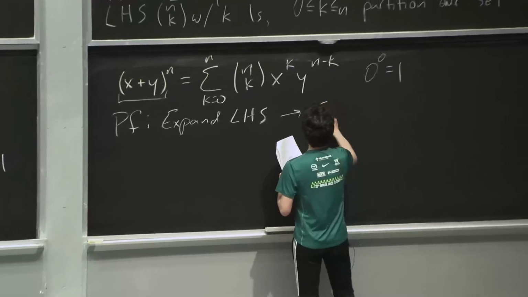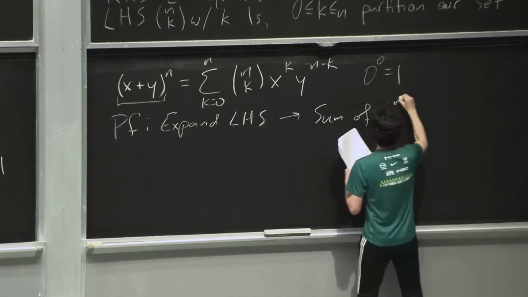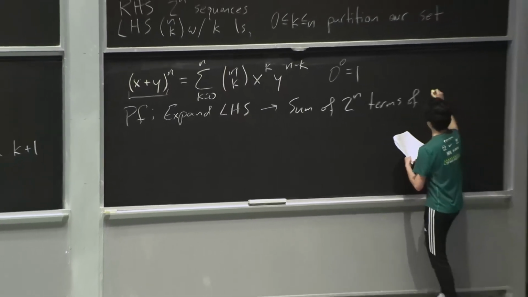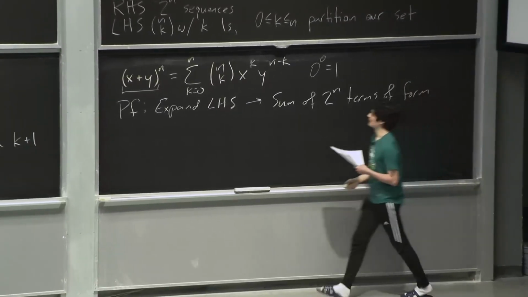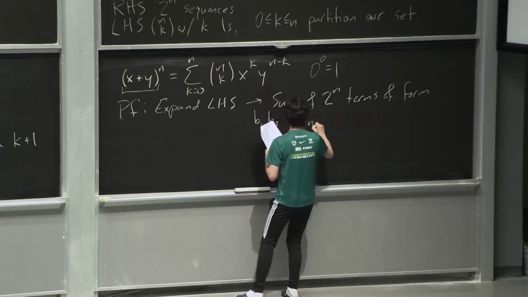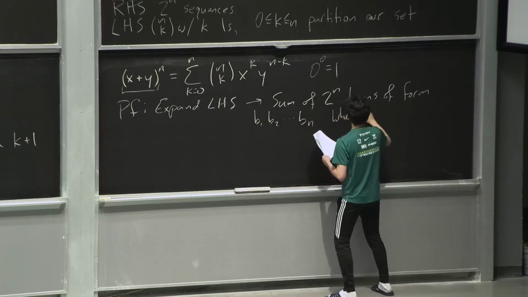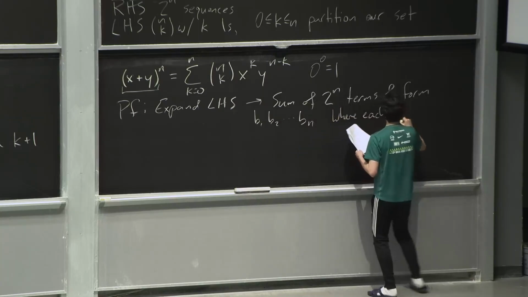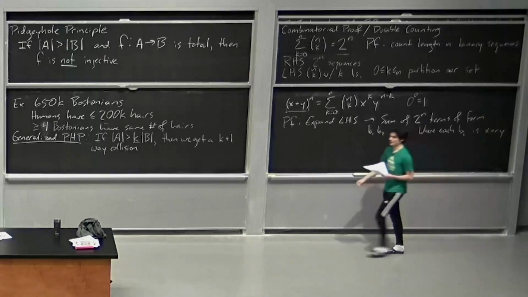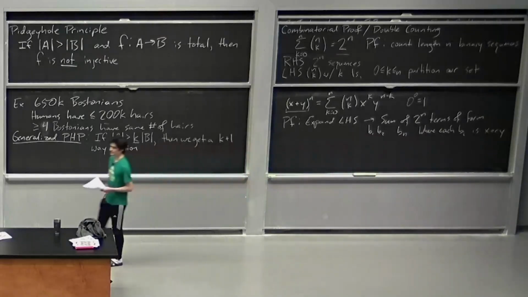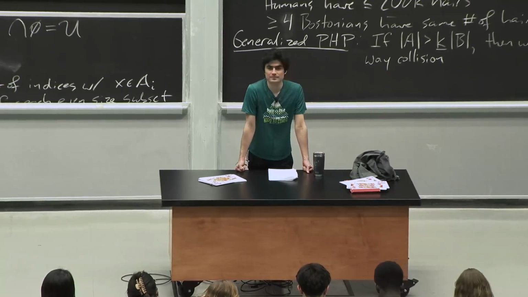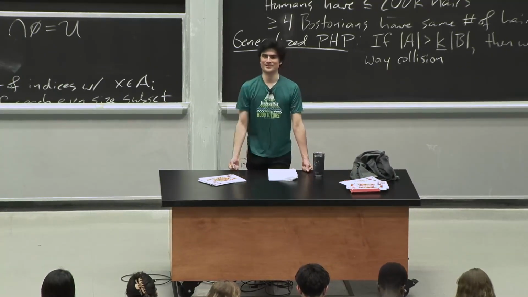So this gives us a sum of 2 to the n terms of the form, and I'll call it, b1, b2, up to bn, where each b is either x or y. Okay? So now how do we get Pascal out of that?